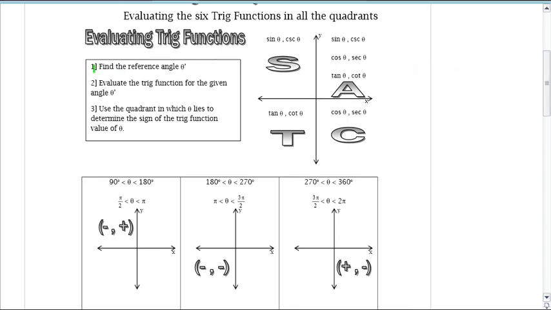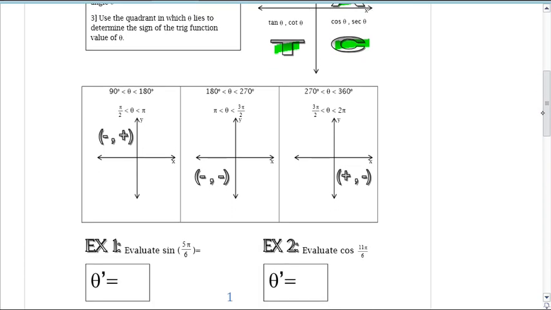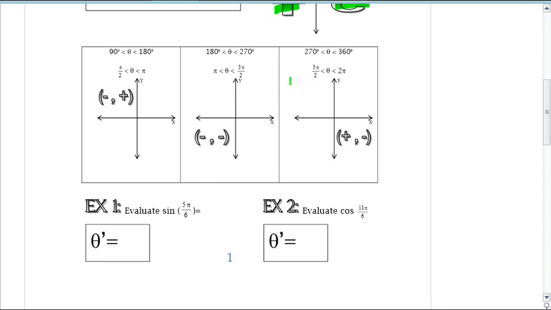Remember that we're going to use the reference angles, and the reference angles live in the first quadrant. We're also going to use "All Students Take Calculus" to figure out where sine, cosine, and tangent are positive or negative. And please do note that in the different quadrants, like the second quadrant, the x value is negative. In the third quadrant, both the x and y values are negative. And in the fourth quadrant, the y value is negative.